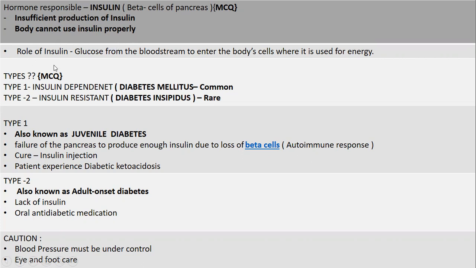Now, what is the role of insulin? Insulin is a very important hormone because it takes glucose from the bloodstream into the body cells, where it is used for energy.